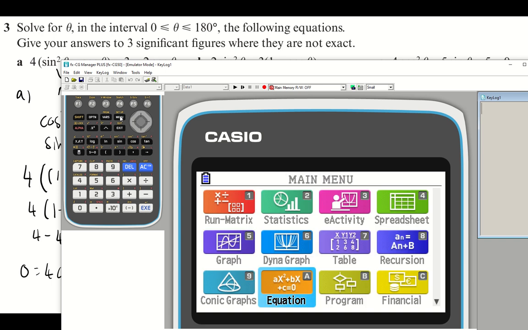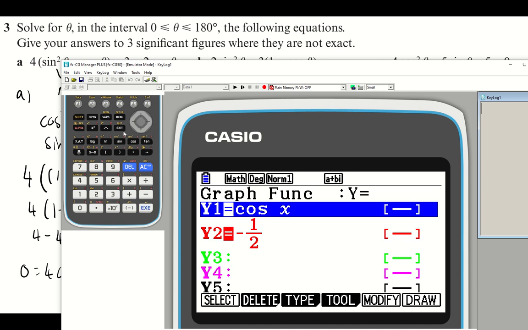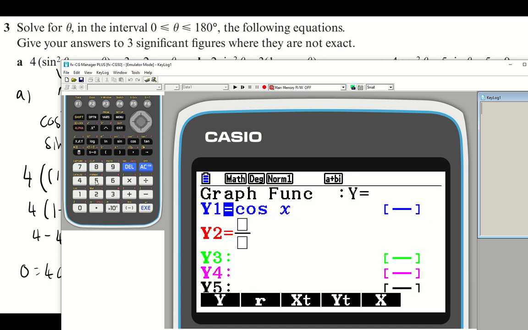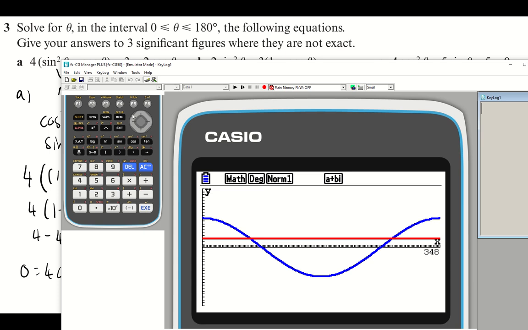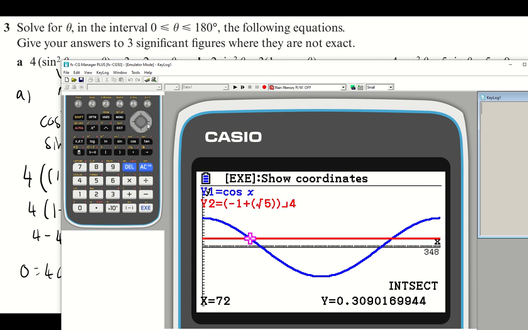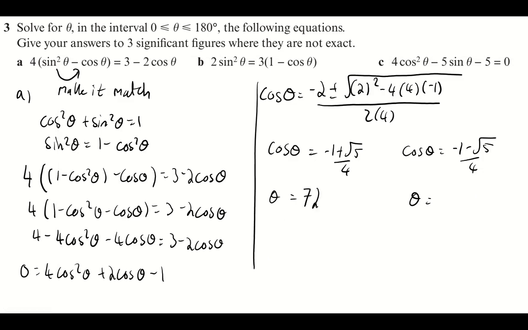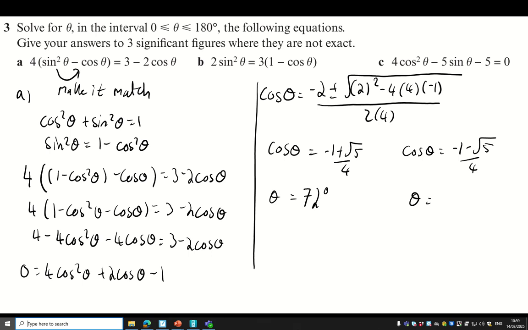So we go back into our graph mode. Do note that it's graph you want to be in, not dynagraph. So cos x is fraction minus 1 plus root 5 all over 4. G-solve intersect 72. Oh, 72. That's really nice. And 288. Wow. How have I put that up? 288. I didn't change my range. Apologies.